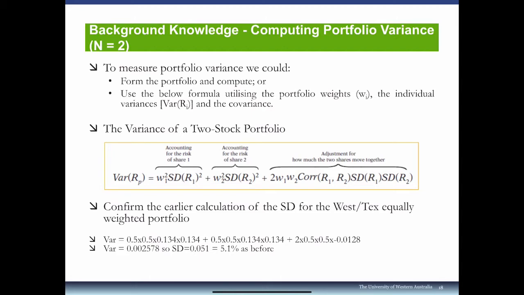This is probably the preferred way for many people to calculate variance because it's a lot likelier for you to get individual stock return information, individual standard deviation information, and then estimate a correlation between different stocks. Based on these stocks, you can think about what kind of portfolios you can form. So that's why people prefer to calculate variance in that way.